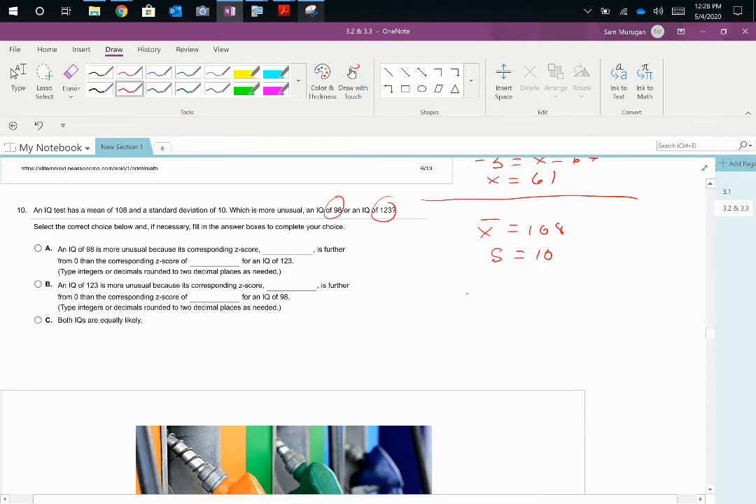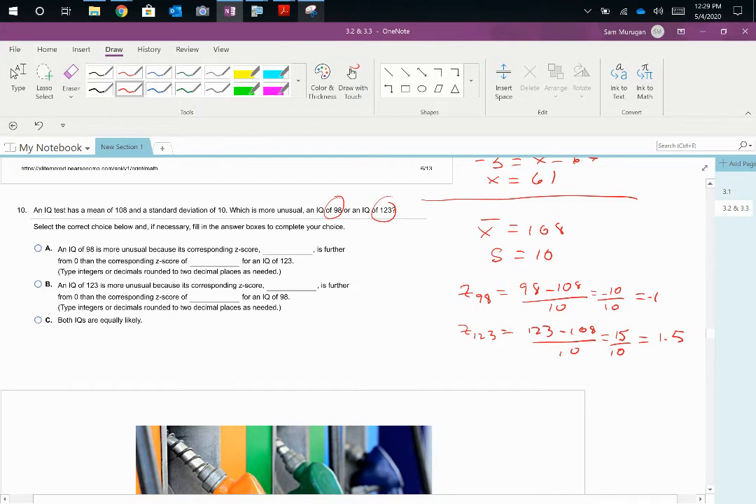So let's check z for 98 first. That's 98 minus 108 over 10. Okay, so 98 minus 108 is negative 10 divided by 10, which is negative 1. Then for 123, it's 123 minus 108 over 10, which is 15 over 10, which is 1.5.